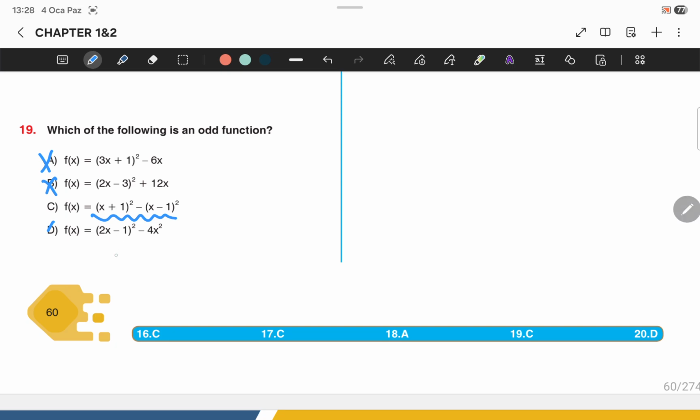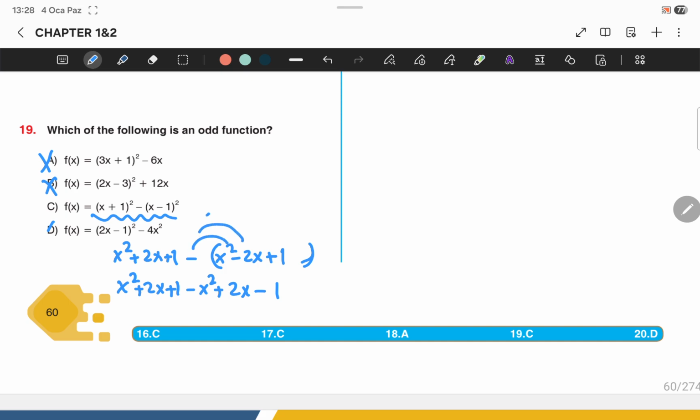X plus 1 to the power of 2. It means x squared plus 2x plus 1 minus, open the parentheses. What's the expansion of x minus 1 squared? X squared minus 2x plus 1. X squared plus 2x plus 1 minus x squared plus 2x minus 1, because I distributed the negative over the parentheses. Negative 1, positive 1 cancel. X squared, negative x squared cancel. 2x, 2x. How many x? 4x. Is 4x odd or even? Of course it's odd. Answer.